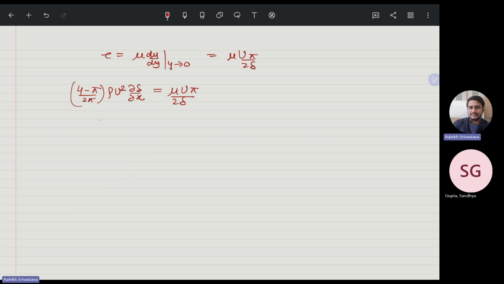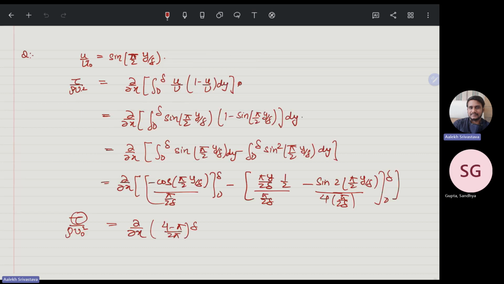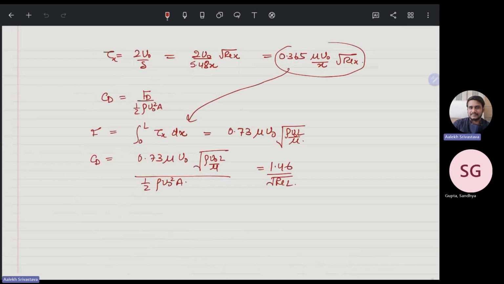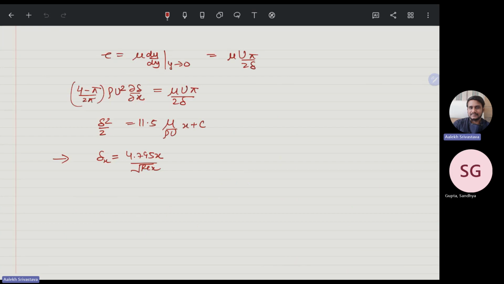And if you solve everything, you will get delta square by 2 as 11.5 mu by rho u x plus c. And as you know, at x tends to 0, delta tends to 0. Therefore, delta is coming as 4.795 x upon under root of Rex. This is quite similar to what we did last time. Last time delta was 5.48, here it is 4.795.